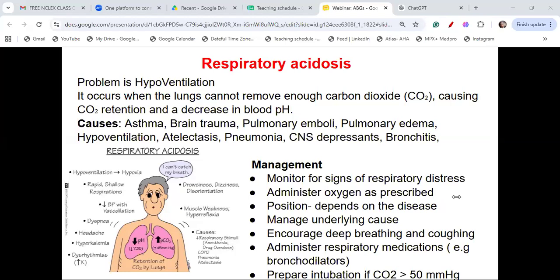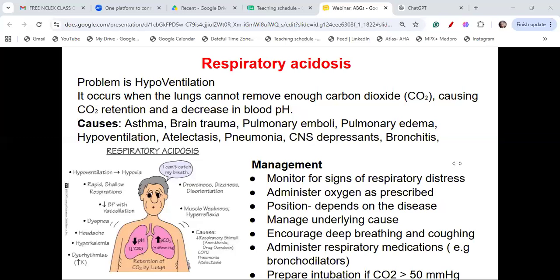So the signs and symptoms, or rather the assessment, varies depending on the cause. How a client with asthma will present will differ from how a client with pneumonia presents. How a client who has brain trauma presents will differ from how a client with bronchitis does. But all these conditions lead to respiratory acidosis. I've just listed some of these, but again, it is dependent on the cause.